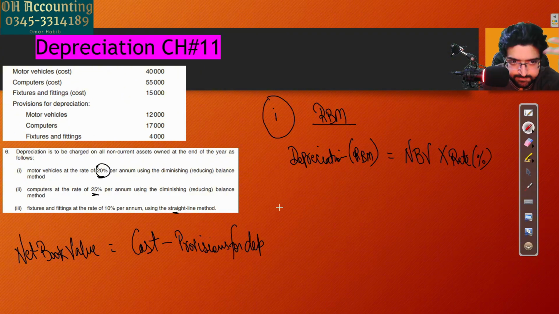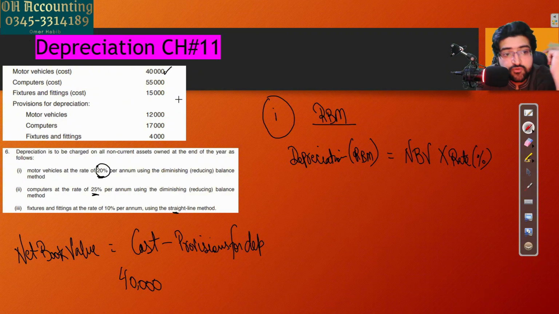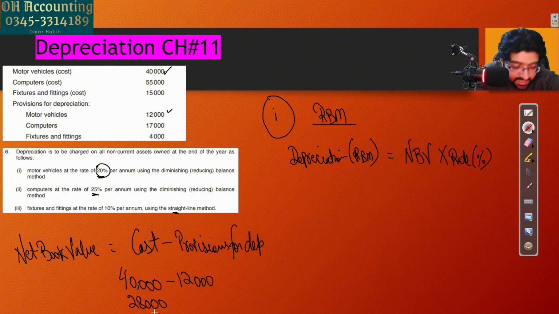Just like I did. Let me show that to you again. What's the cost of motor vehicle? It's 40,000, as you can see given in the question here. What is the provision for depreciation? It is 12,000, as you can see given in the question here. So the net book value is 28,000. Okay, that's the net book value.